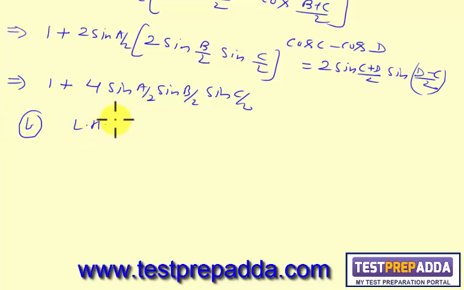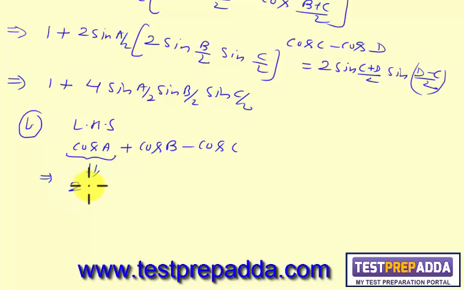LHS is given as cos A plus cos B minus cos C. Okay, now I'll open this as 2 cos square A by 2 minus 1 plus, now I'll use cos C minus cos D, which is 2 sin (C plus D)/2 into sin (D minus C)/2.